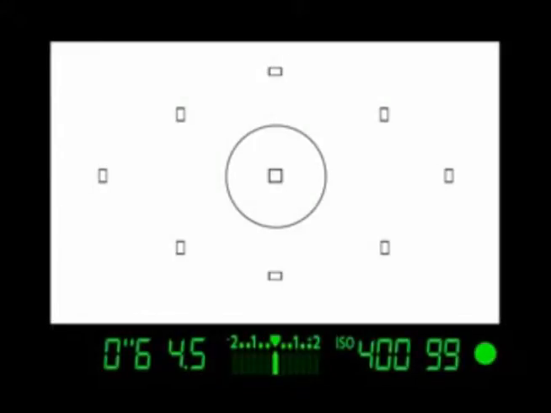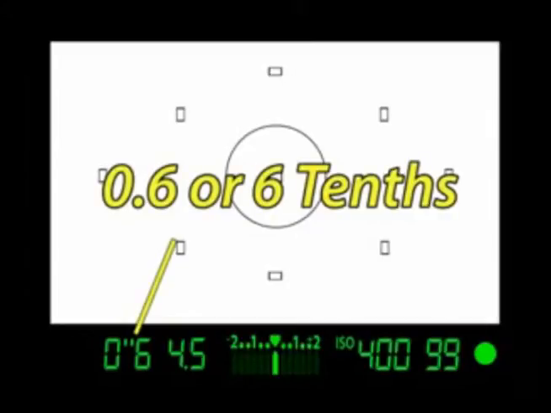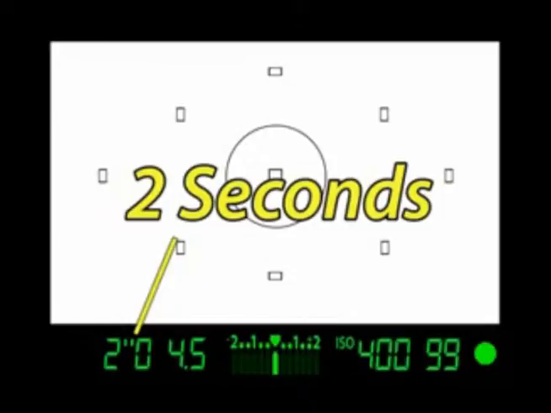So say for example you had a shutter speed of 0.6. This is really 0.6 of a second. Or if you had a shutter speed of 2.0, this is really a shutter speed of 2 seconds.